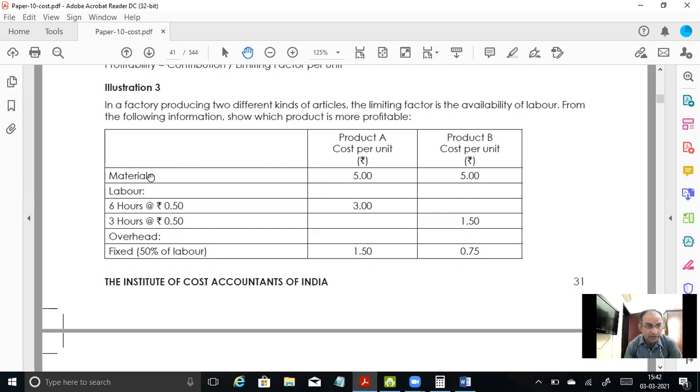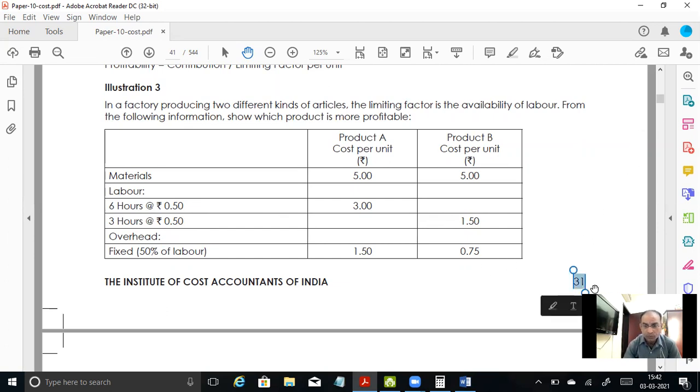So we will read the information quickly. Material is 5 rupees per unit for product A and 5 rupees per unit for product B. Labor, you can see here, 6 hours are required. 6 hours we need to produce product A at the rate of 50 paisa per labor hour. So this way it is 3 rupees per unit. Same way 3 hours are required to produce product B. Okay, and other overheads are given to you. 50% of labor, that is fixed, 1.5, 0.75.